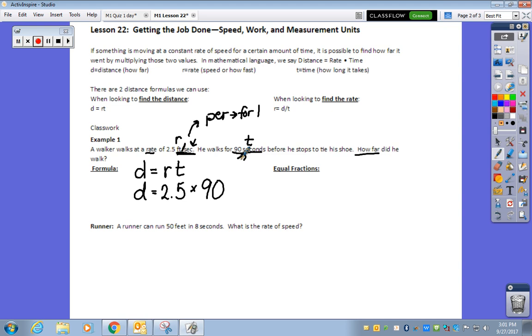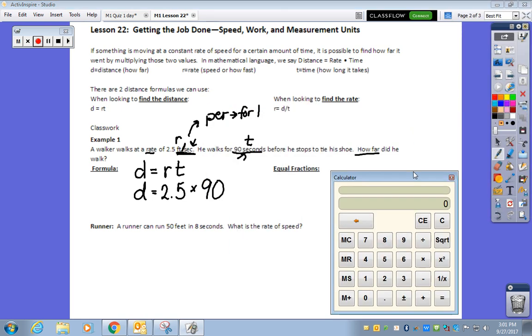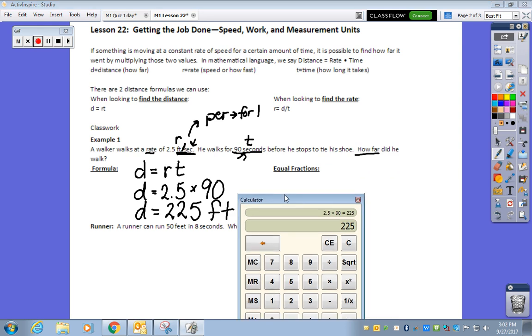Now we are going to multiply the two numbers together, and I am just going to use my calculator to do so. I'm going to do 2.5 times 90, and that's going to give me the distance, or D is equal to 225. And if you look back up into the problem, since feet is how fast he's walking, that would be the unit. So 225 feet.